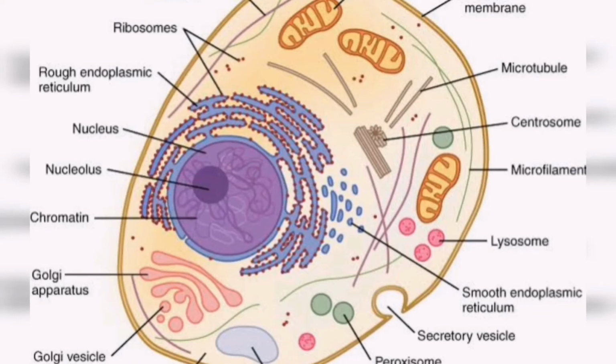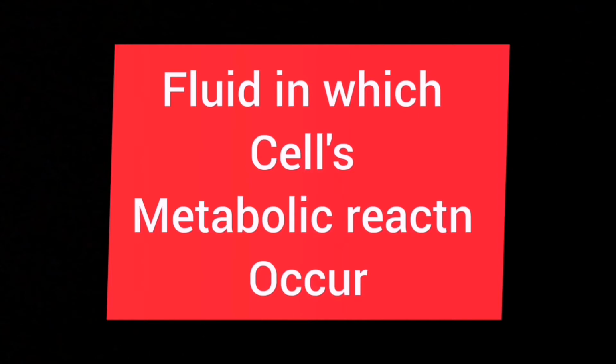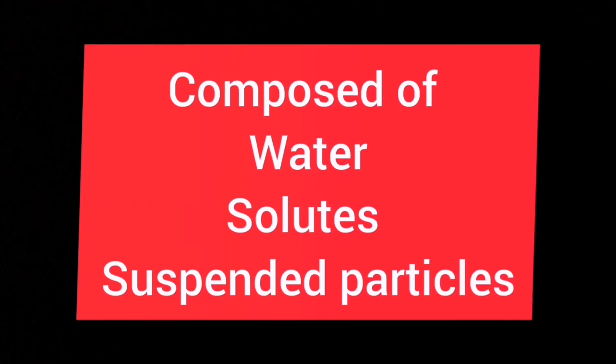Next, cytoplasm has two parts, cytosol and organelles. First, cytosol. The fluid portion of the cytoplasm is known as cytosol. The cell's metabolic reactions occur in this fluid known as cytosol. It is composed of water, solutes, suspended particles and some lipid droplets, etc. That is cytosol.